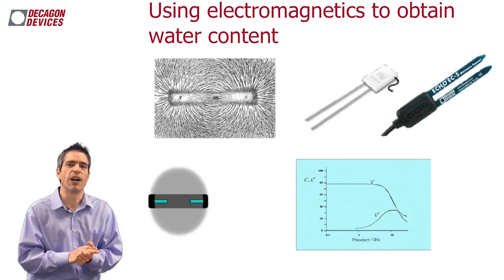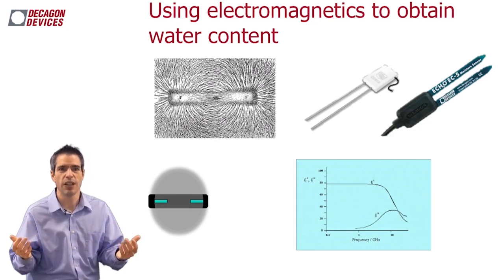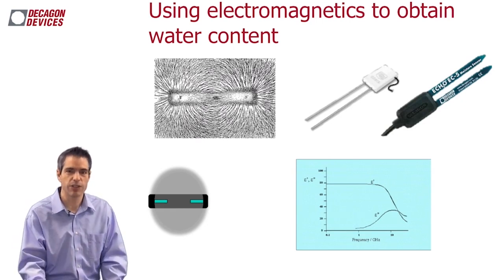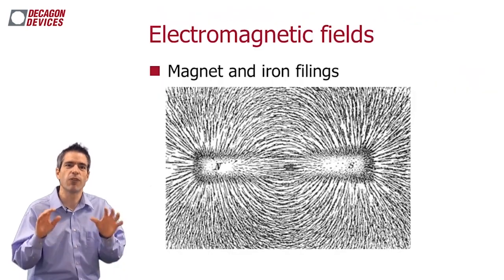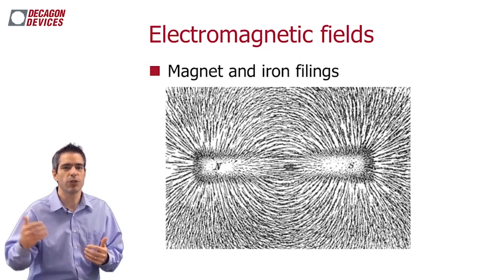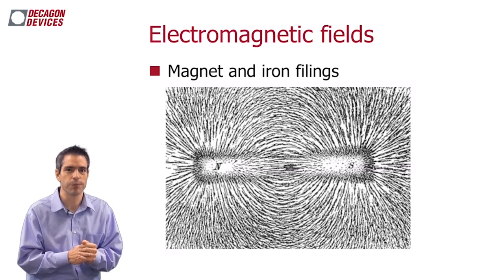Now let's move on to probably the most popular technique today for measuring soil moisture, which is the electromagnetic measurement to measure the charge storage in soil. And we're going to step through this by first introducing you to basic theory behind electromagnetic waves, and then we're going to talk about the two different types of measurements that are available.